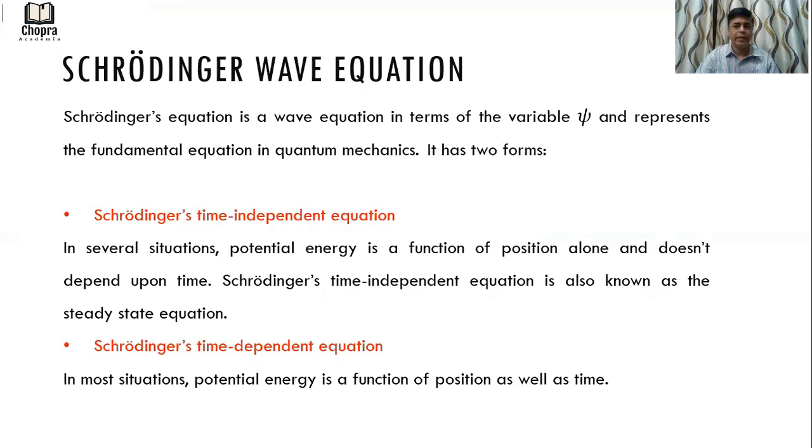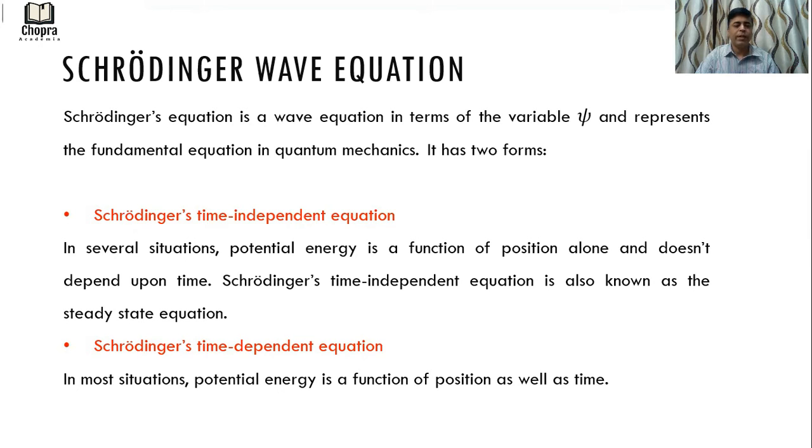Schrodinger wave equation is a wave equation in terms of the variable psi and represents the fundamental equation in quantum mechanics. It has two forms. One is called the Schrodinger's time independent equation. In several situations, potential energy is a function of position alone and does not depend upon time. It is also known as the steady state equation. There is another form which is called Schrodinger's time dependent equation, which comes into picture because in most situations, potential energy is indeed a function of position as well as time.